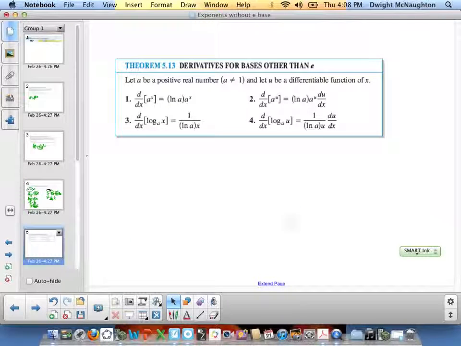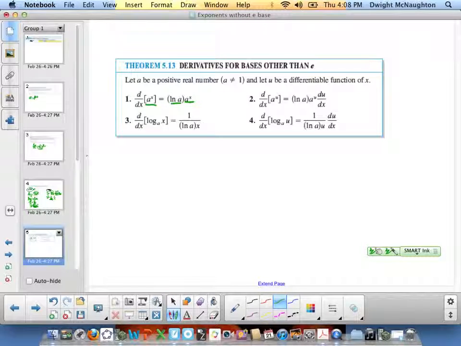All right, here's basically what we went over. The derivative of a to the x is a to the x times natural log of a. The derivative of log of x base a is 1 over x divided by natural log of a. It's the same as if the base was e, you just have to account for that change by multiplying or dividing by the natural log of your new base.